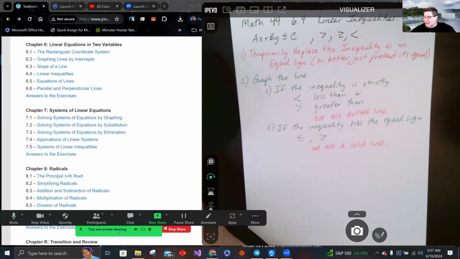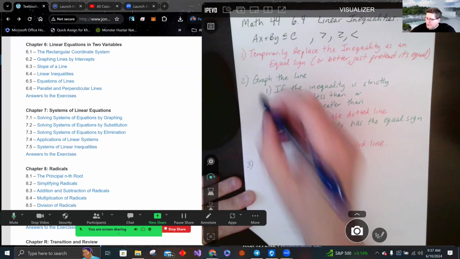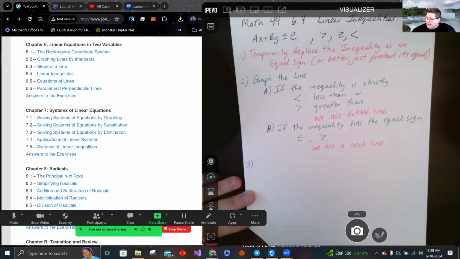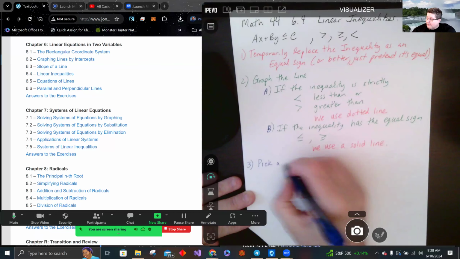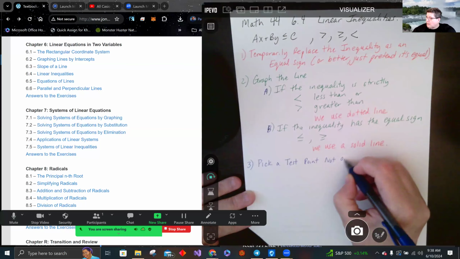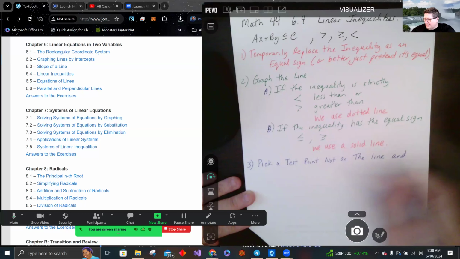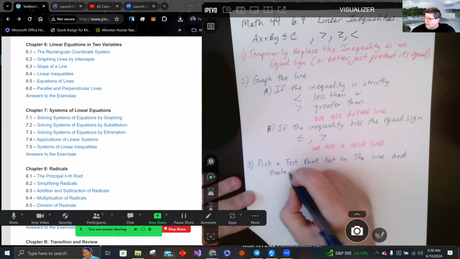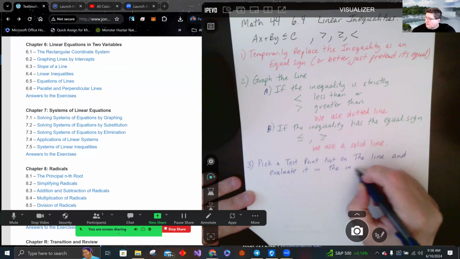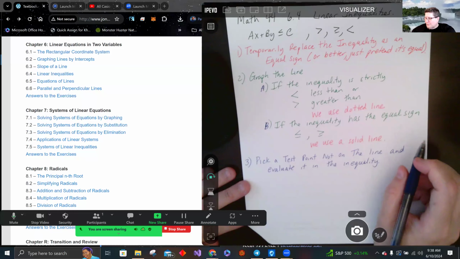But to figure out how we're going to do that, for step three, pick a test point. Maybe I should use A and B here. So I had 1, 2, 3 for the main numbers. Pick a test point not on the line and evaluate it in the inequality. So we pick a point that's just not on the line, somewhere else.